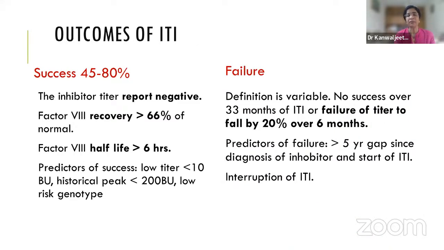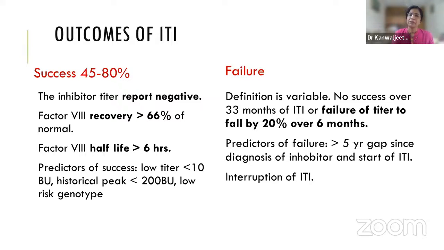We need to decide whom to take for ITI to have successful results, because it is quite intensive. It needs a lot of resources. A patient who has a low titer of less than 10 BU, whose historical peak is also smaller, less than 200 BU, and whose genotype is also low risk, is likely to have a better result versus the other patients, in whom the results will be less successful.